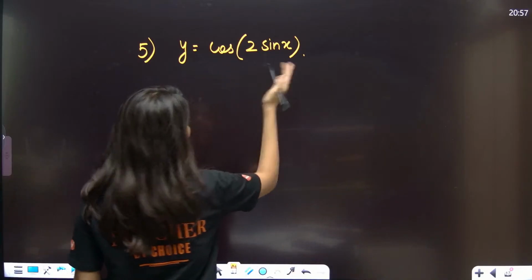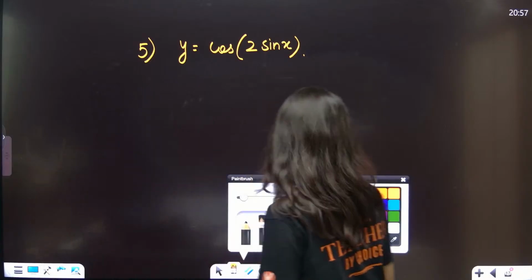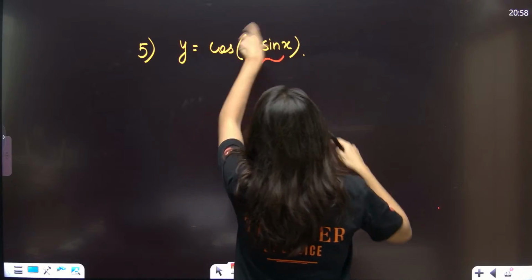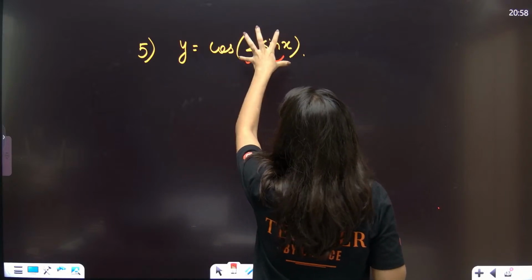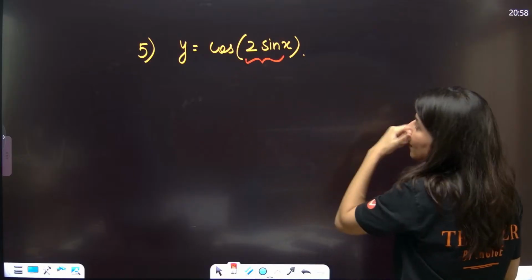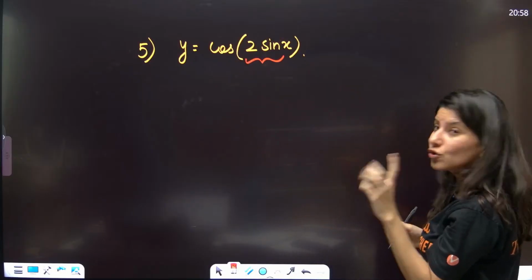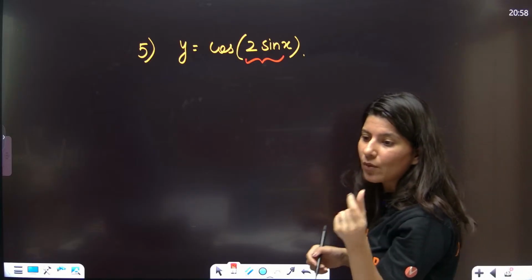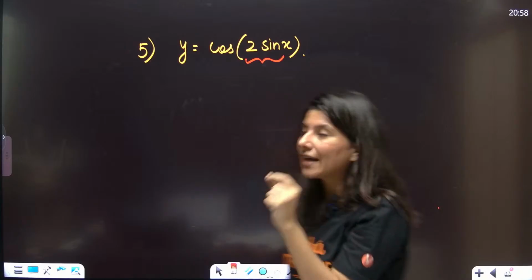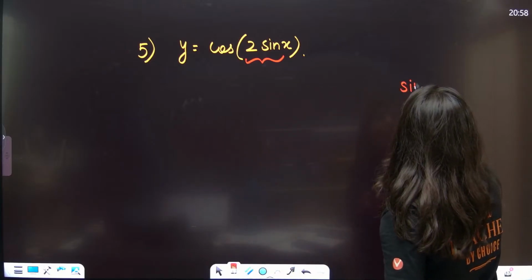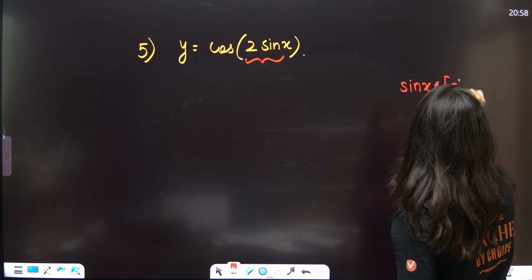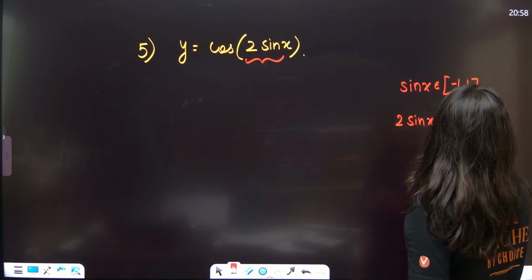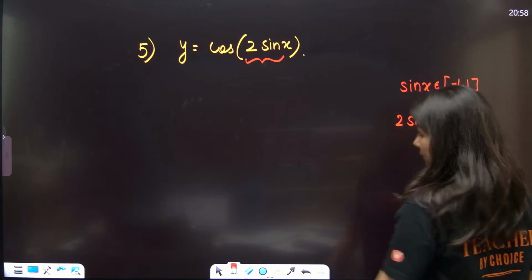Okay, y is equal to cos of 2 sine x. This is the input of cos. We need to monitor what is going on inside cos. This is something very important and a little bit tricky also. I want every one of you to understand it nicely. Just tell me, what is the range of sin x? -1 to 1. What about 2 sin x? -2 to 2.